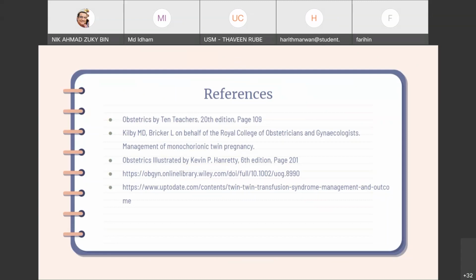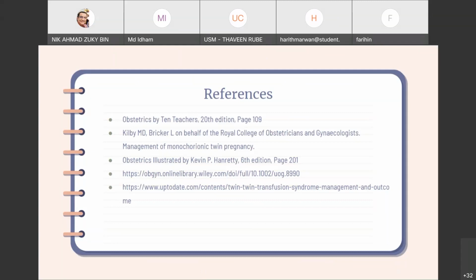If during the process of external version the membrane suddenly ruptures, then you have to put the patient in the lithotomy position, insert your hand into the uterus, grab the baby's leg, direct the baby's leg into the introitus and deliver with assisted breech delivery.